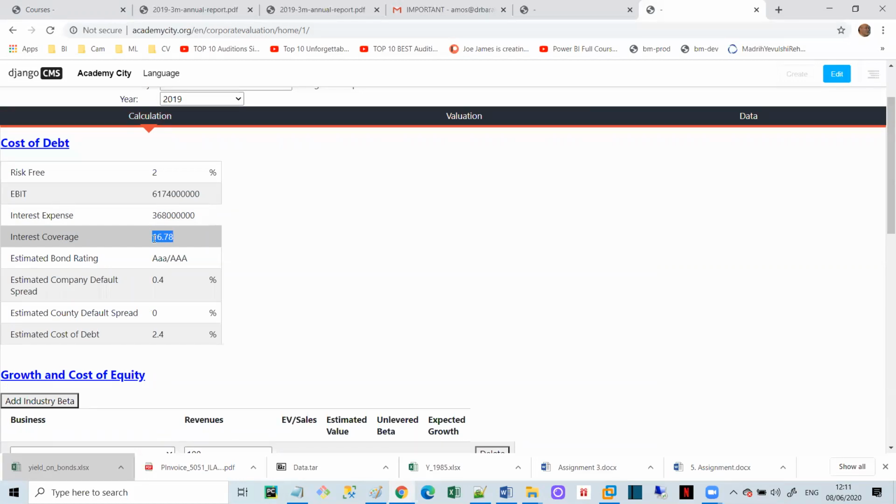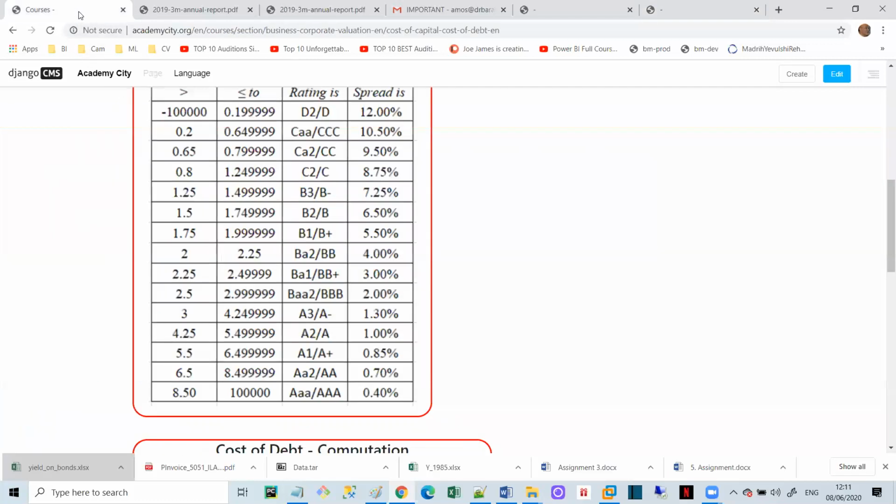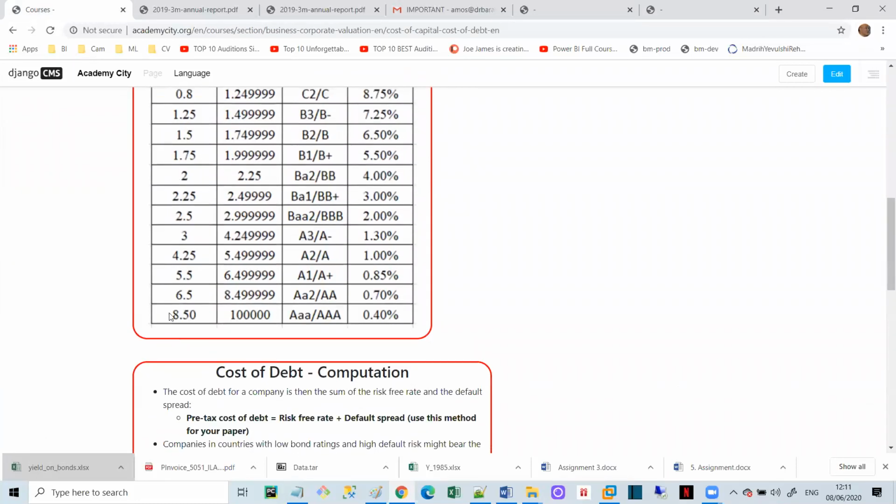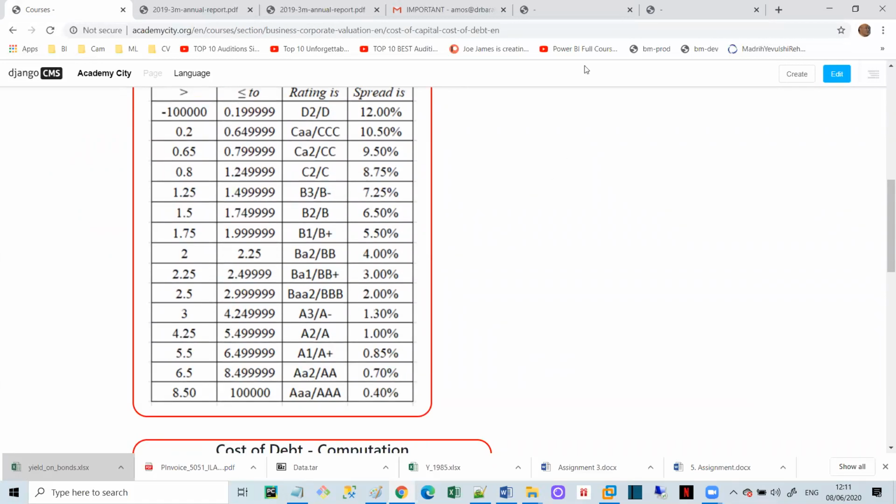The table is already embedded in the simulation. I'm just showing it to you here. This is in fact the table that I use in the simulation. So if a company has a ratio, see this is the ratio. If this number is higher than 8.5, it means it's a very good company and the spread is really minimal, 0.4.